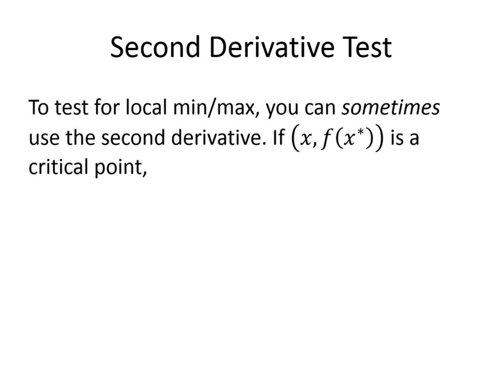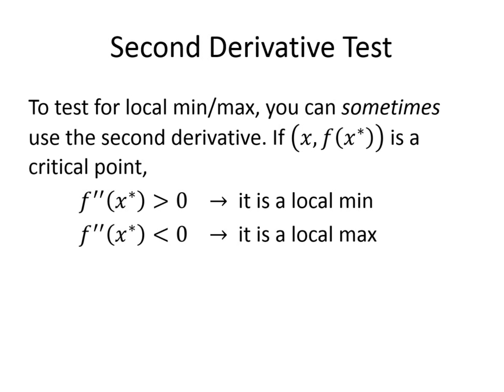The second derivative is one way that you can tell whether a critical point that you have is a local minimum or a local maximum. So if you have this critical point and you take the second derivative and the second derivative is positive, you can conclude that it is a local minimum. At that point, if the second derivative is negative, you can conclude that it is a local maximum.